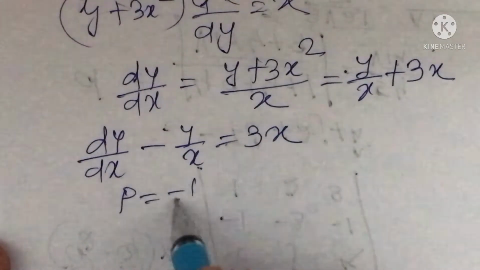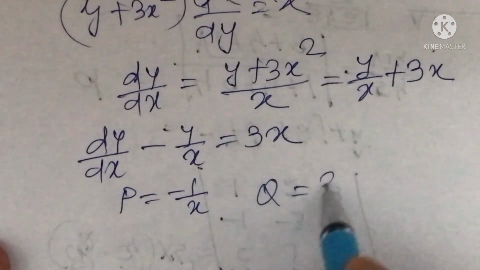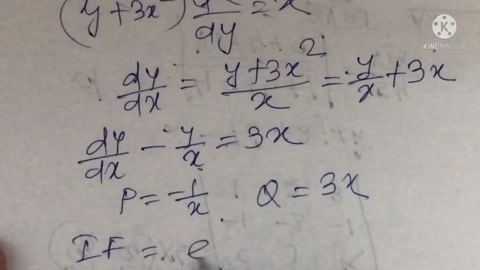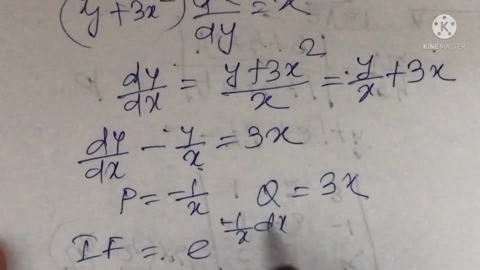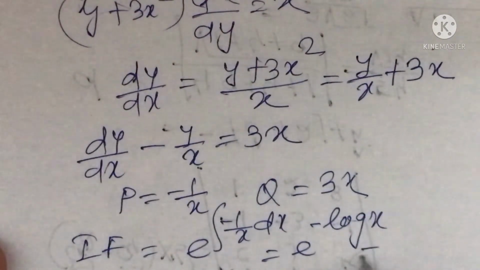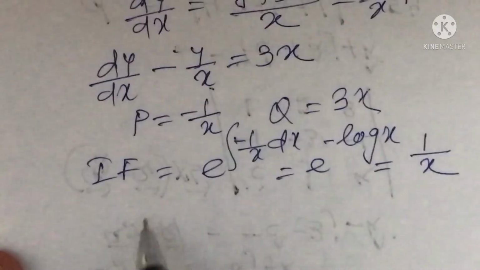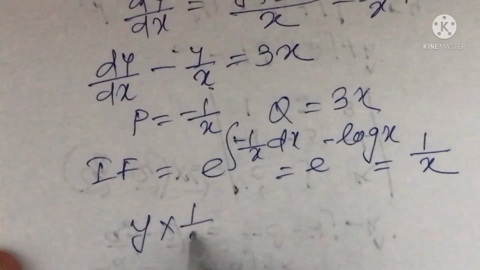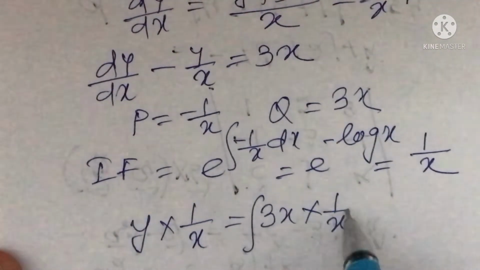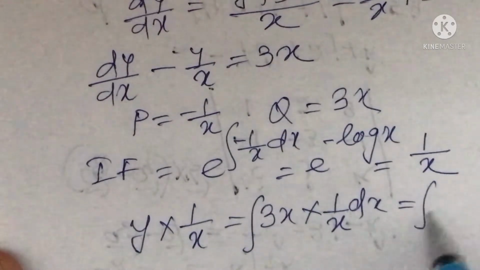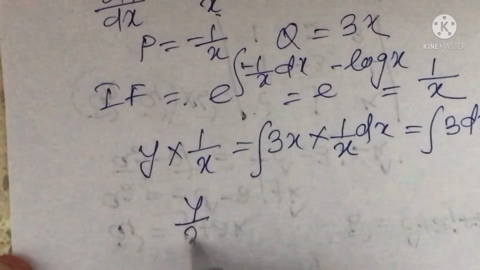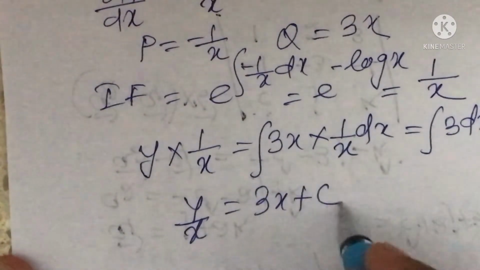Here p is equal to -1/x and q is equal to 3x. Integrating factor is equal to e to the power integral of -1/x dx. This is e to the power -log x, which is equal to 1/x. Solution is y into integrating factor is equal to integration of q into integrating factor. So this is equal to integration of 3 dx. So solution is y/x = 3x + c.